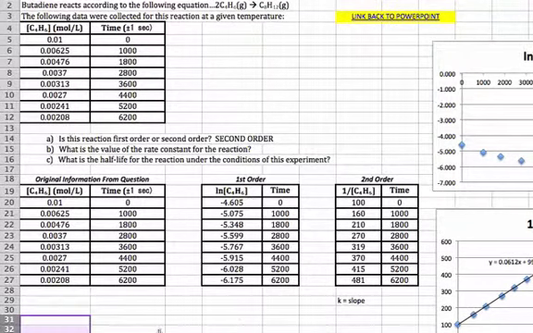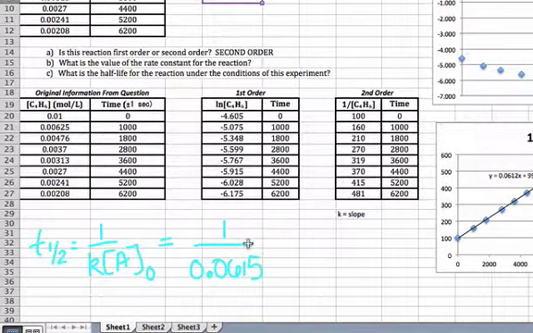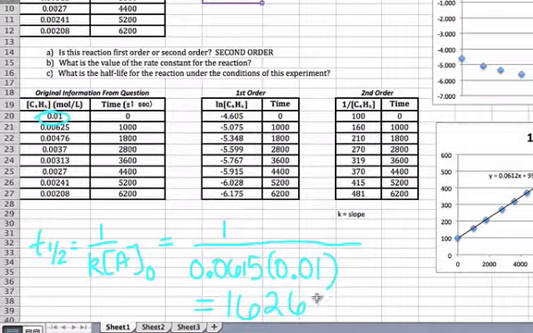The last question they're giving us is, what is the half-life for the reaction under the conditions of the experiment? Well, we found out that it's a second order reaction. So we know that for a second order, the half-life equation is 1 over the rate constant times the original concentration. All we need to do is plug in that information. I'll just use the 1.5 for if you were to calculate it by hand, and the original concentration is right there, 0.01. When I plug that in, I find that it's around 1,626 seconds for the half-life.